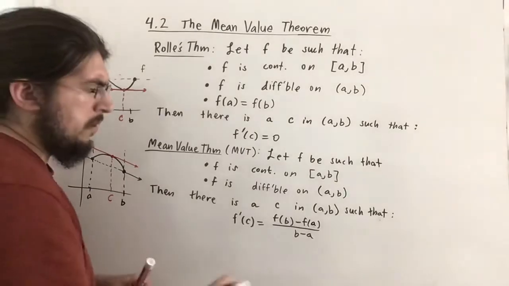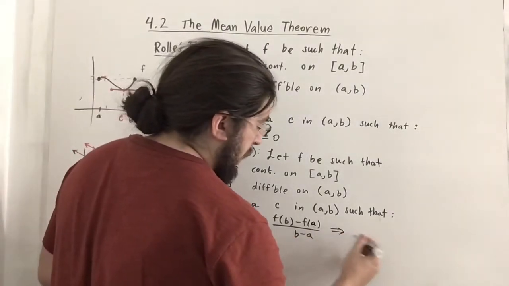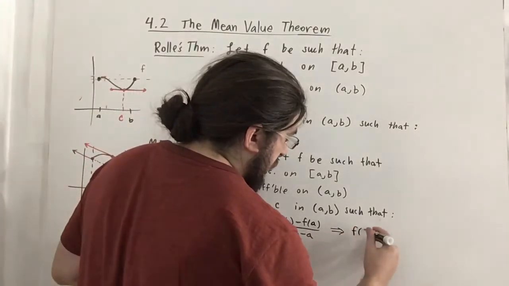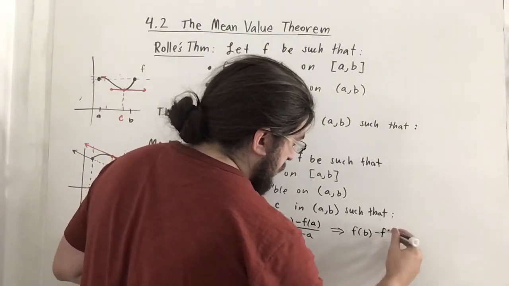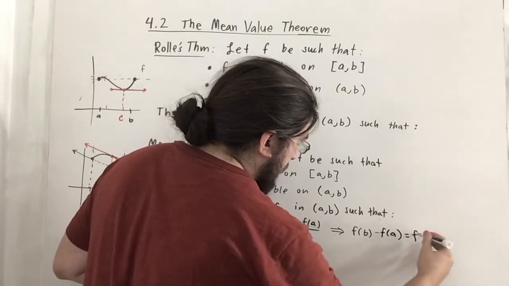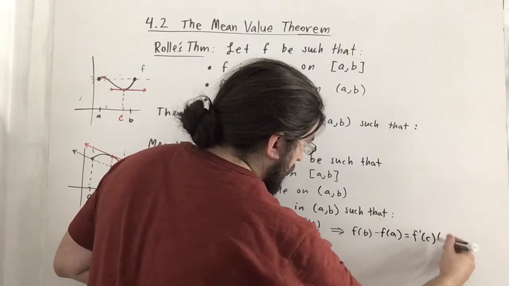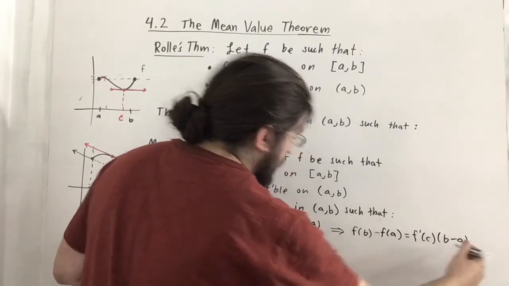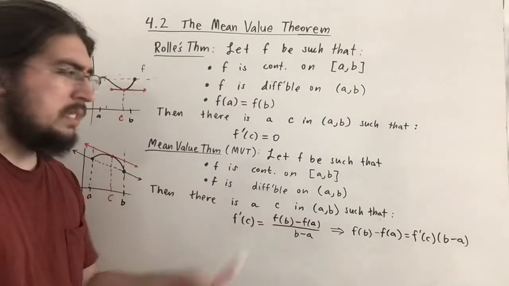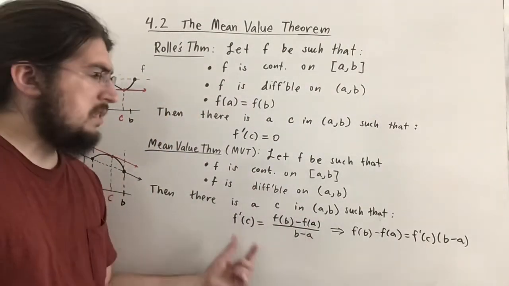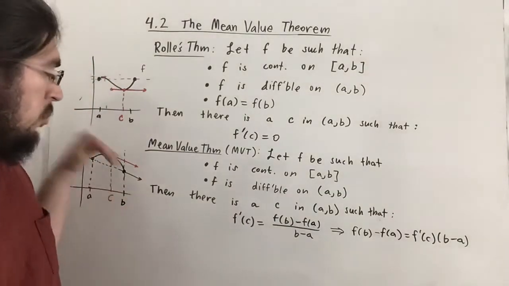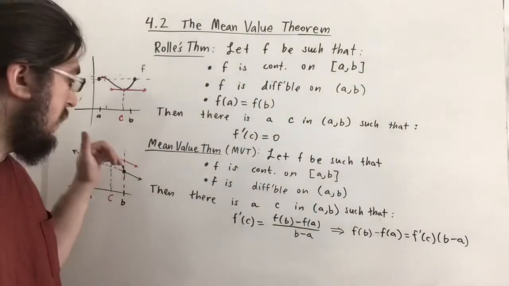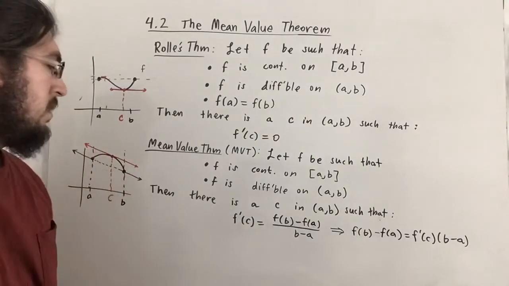Also, there's another way you can write this. If you multiply both sides by b minus a, you end up getting f of b minus f of a is equal to f prime of c times b minus a. So that's another way of writing this consequence, but notice it's the same. In fact, this is better, in my opinion, because it just says there's some point in between whose tangent line is parallel to the secant line between these points.